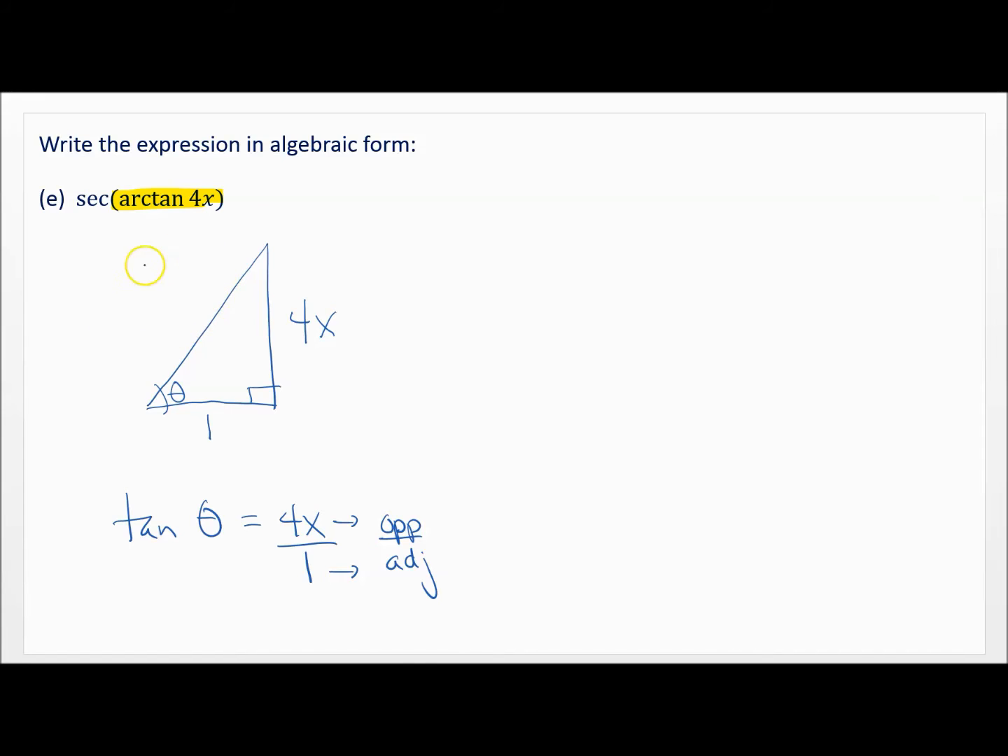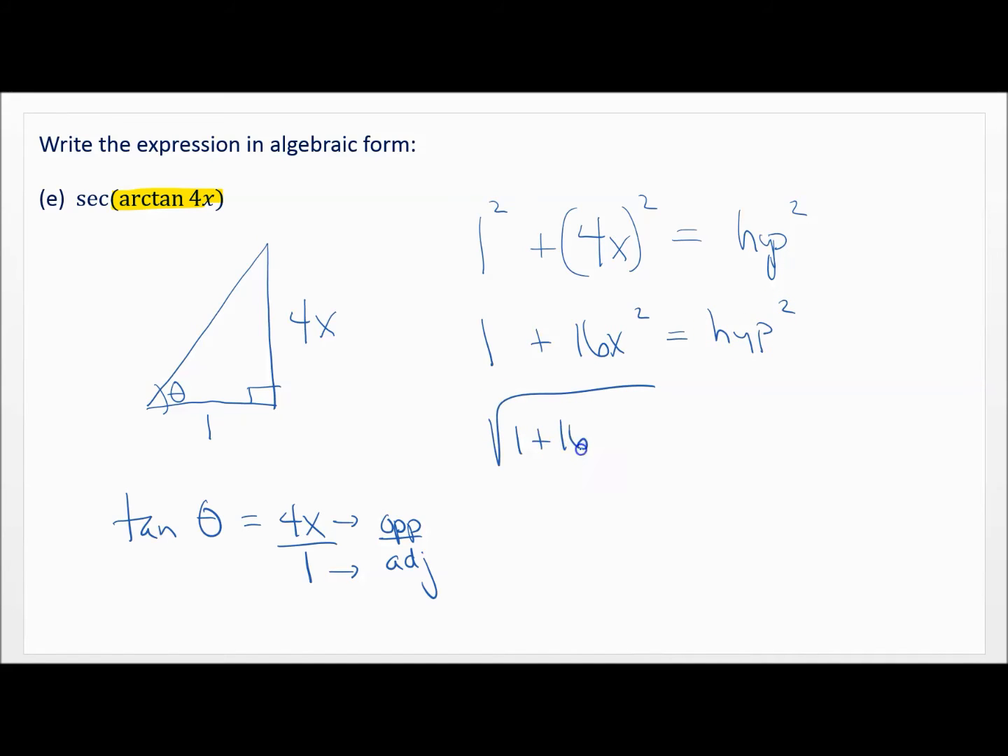Now we can find this missing side by using the Pythagorean theorem. So I can say side squared, which is 1 squared, plus this side over here squared, which is 4x all squared, is equal to the hypotenuse squared. Or you can call it a variable if you want. So 1 squared is 1, 4x all squared is 16x squared, is equal to the hypotenuse squared. If I solve for the hypotenuse, I would need to take the square root of both sides. So the hypotenuse, we know, is the square root of 1 plus 16x squared. So now all my sides are labeled. Notice I did all that from just the inside.